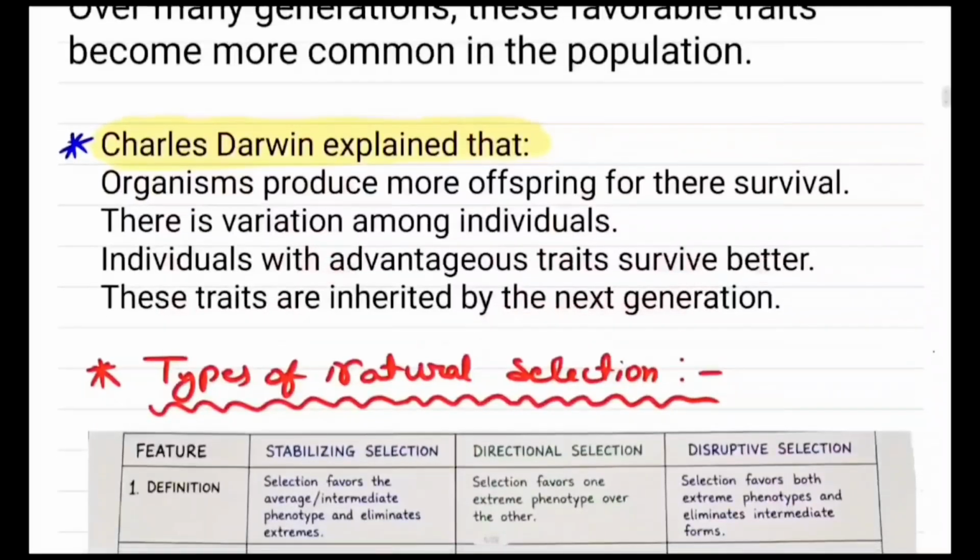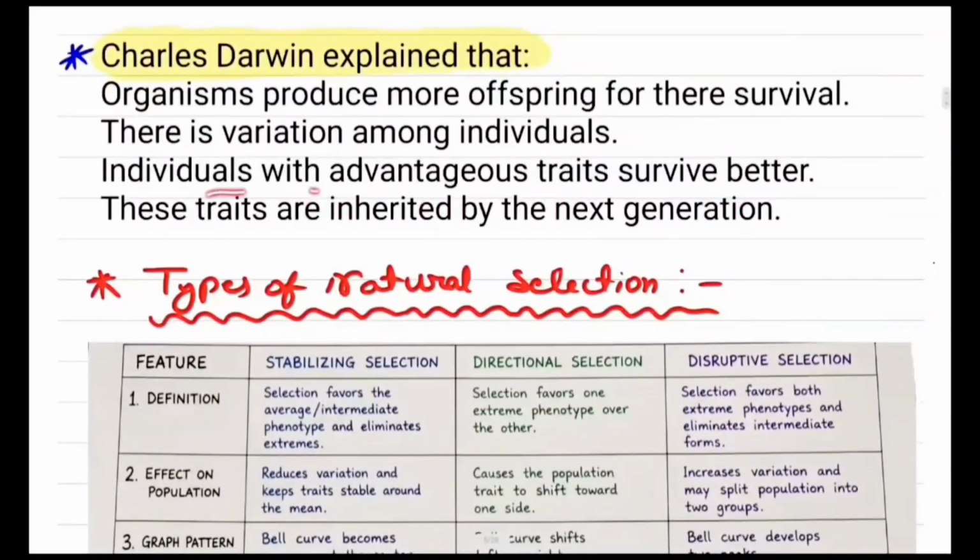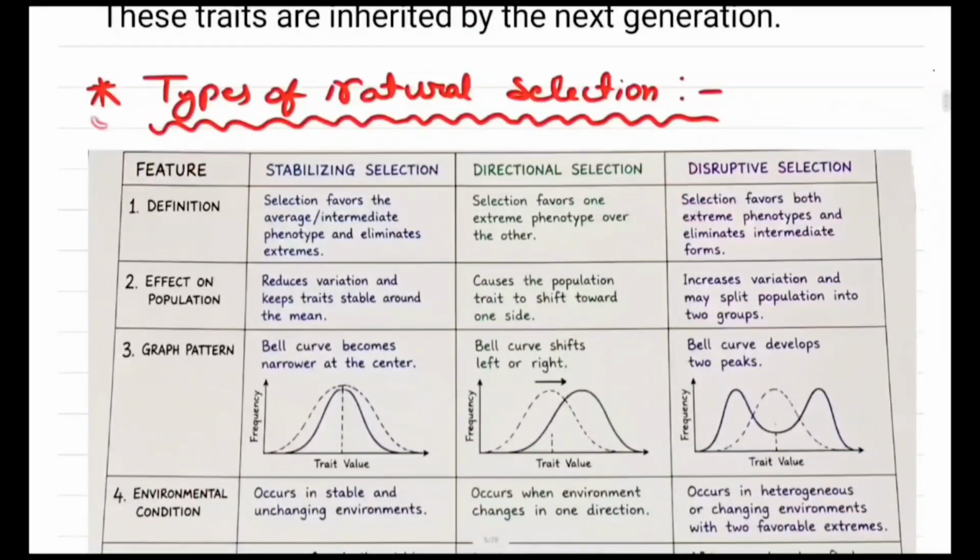Charles Darwin explained that organisms produce more offspring for their survival. There is variation among individuals. Individuals with advantageous traits survive better. These traits are inherited by the next generation. Types of natural selection: stabilizing selection, directional selection, and disruptive selection.